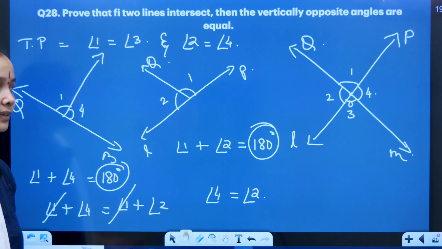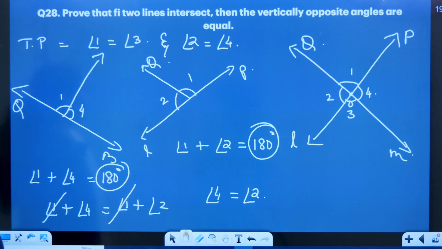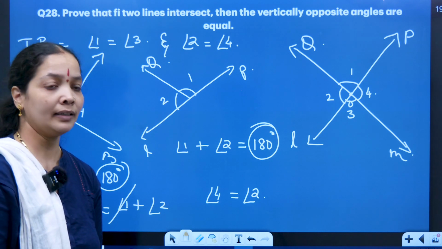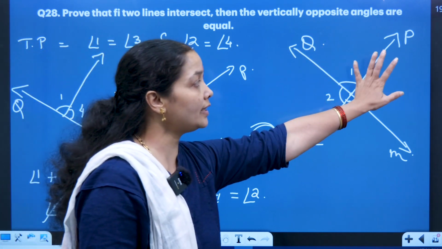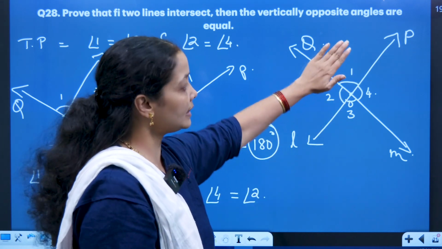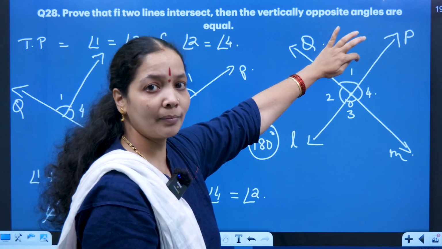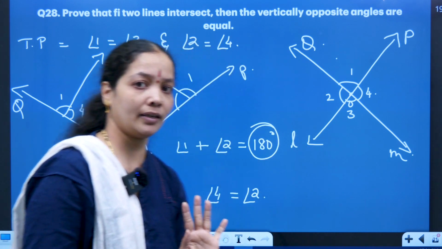In the similar manner, I can also prove angle 1 is equal to angle 3. So the concept covered here is linear pair, considering two consecutive linear pairs. Once I consider this line, now I will not consider the below line, I will consider this part of the line. Then only one angle will come as common and you will be able to simplify that. Alright.